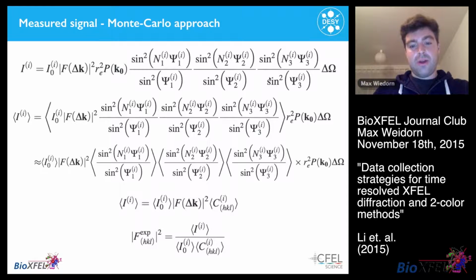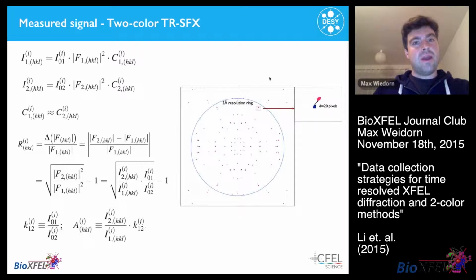Now the authors propose a new technique which uses the two-color scheme, where they use a first FEL pulse, which has its initial intensity, sees some structure factor, and has crystal properties 1. And then after a short delay, which might or might not include a pump laser in between these two X-ray pulses, a second X-ray pulse comes in, and the same thing happens for the second X-ray pulse.